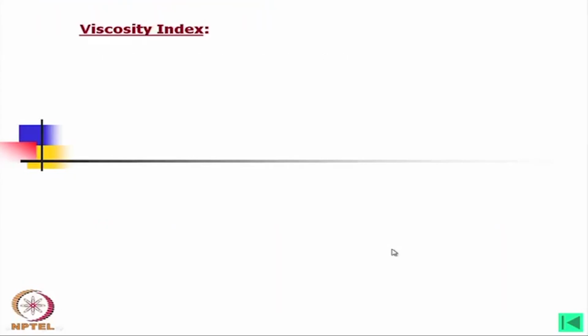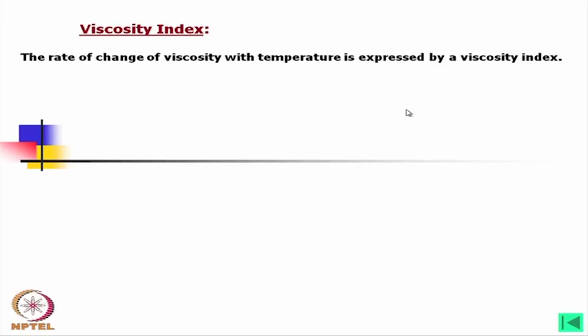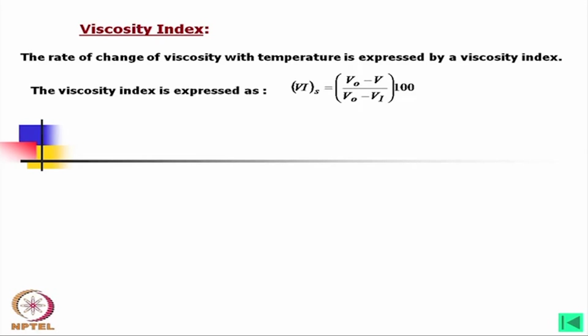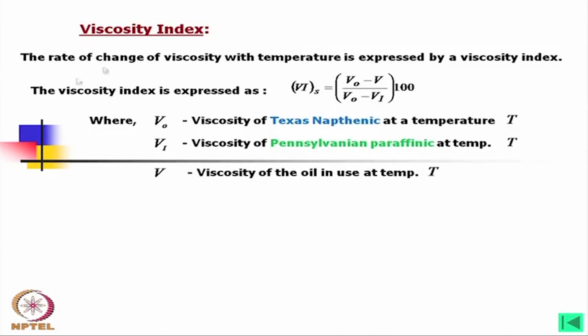Now, one important factor is the viscosity index. What is it? The rate of change of viscosity with temperature is expressed by viscosity index. It is expressed as VI subscript S, the viscosity index, is equal to V 0 minus V divided by V 0 minus V 1, into 100, and V 0 is equal to viscosity of Texas naphthenic oil at a temperature T. Now, we would like to find out the viscosity of an oil in use at temperature T.